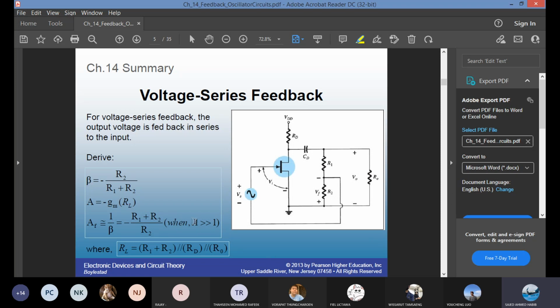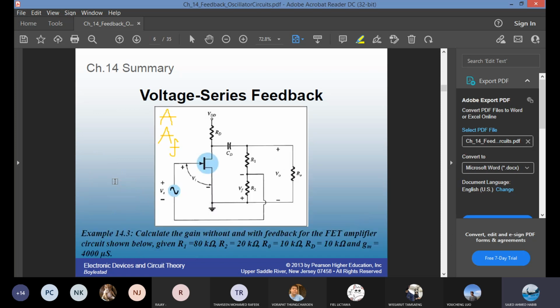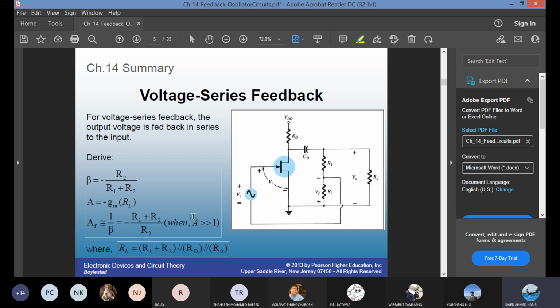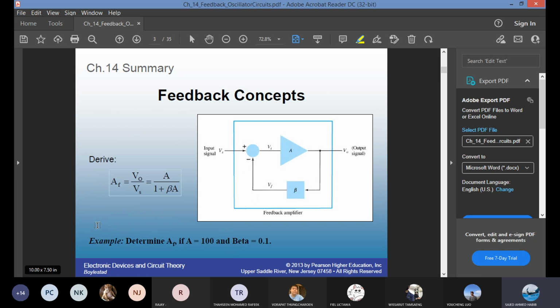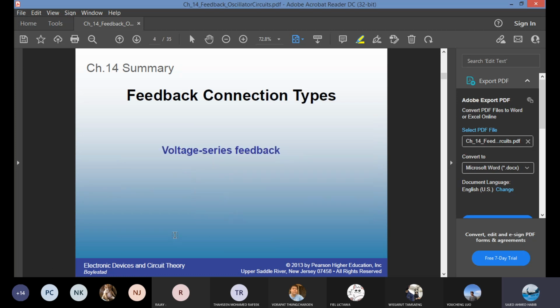If beta A is much greater than 1, you can use A sub F approximately 1 over beta, and beta is negative R2 over R1 plus R2. But if beta A is not much greater than 1, A sub F has to be from this equation, A divided by 1 plus beta A, otherwise it will be incorrect.